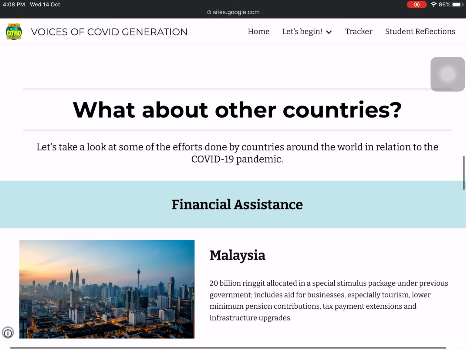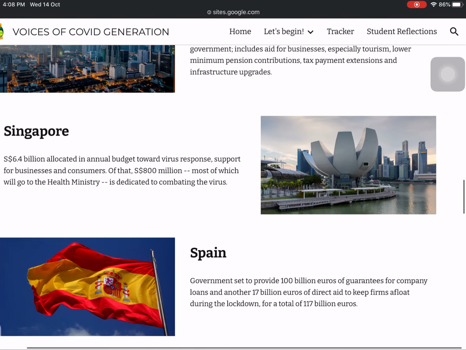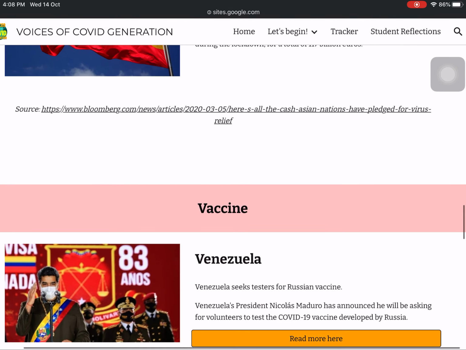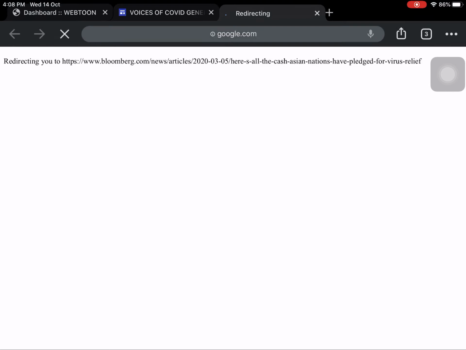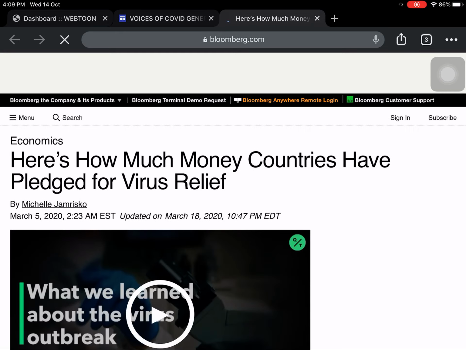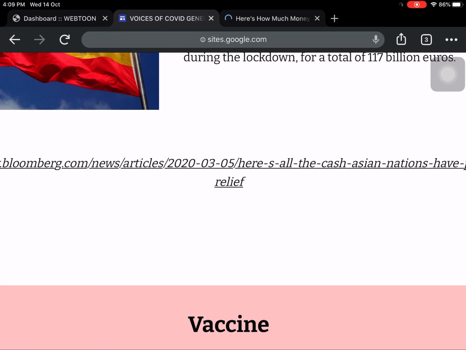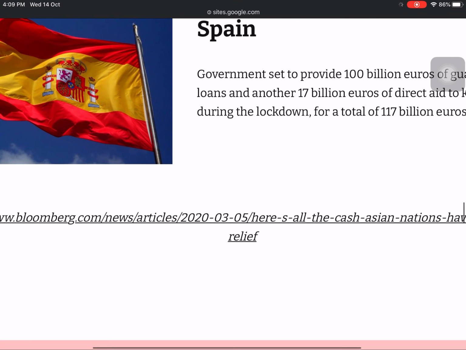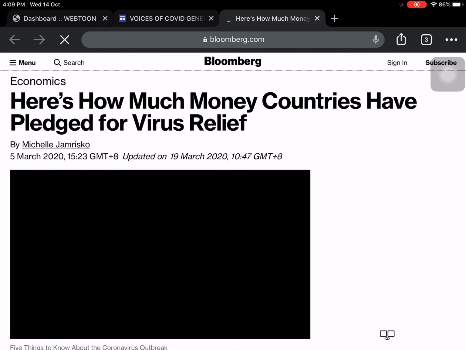Next one will be, what about other countries? So you learn about Malaysia, Singapore, Spain. There's a source of website here. If you click it, they will give you the full article, and you can actually read it at your own time and gain more knowledge. If you think that, teacher, this is too short, I want more information, you can click on the link and they'll actually show you the full article, okay?